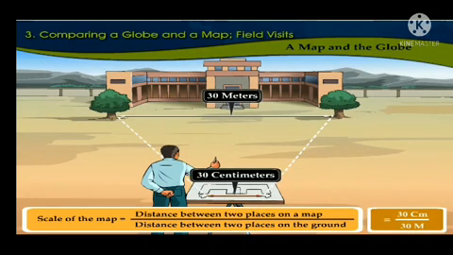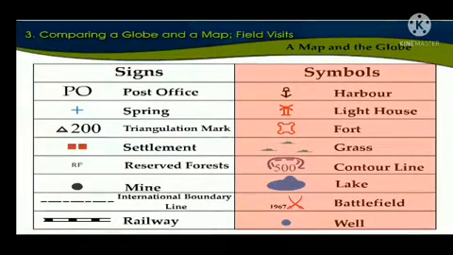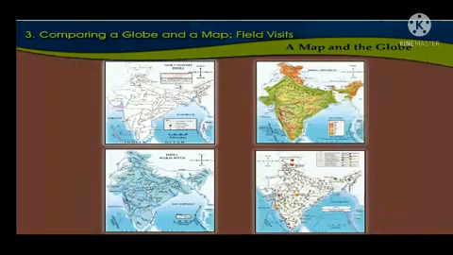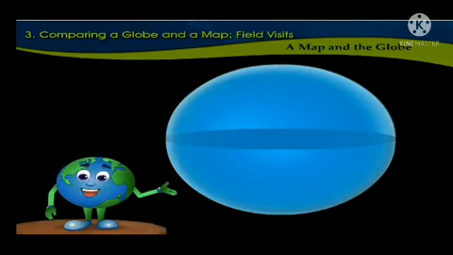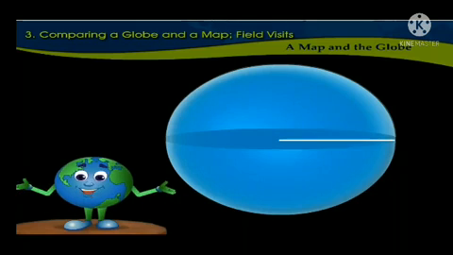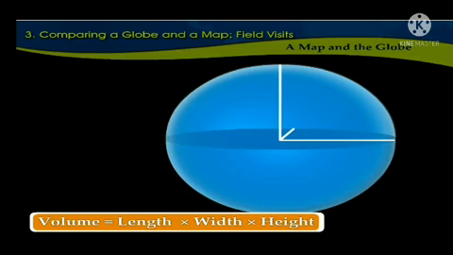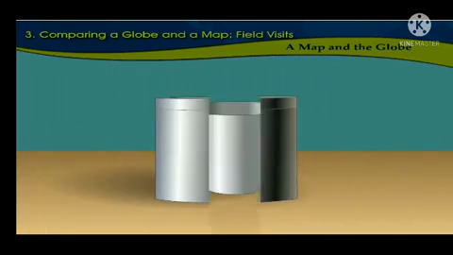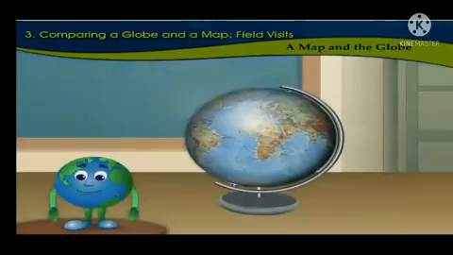We use certain signs and symbols to show information on the map. A map is a pictorial representation of that region. A globe is three-dimensional. Three-dimensional means an object having three dimensions, that is length, width and height. The product of these three forms is volume. For example, duster, box, glass, pot, hill, the moon, etc.